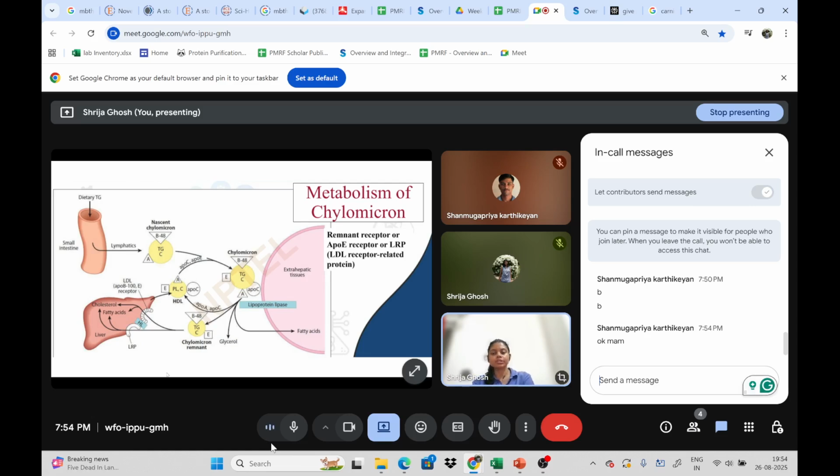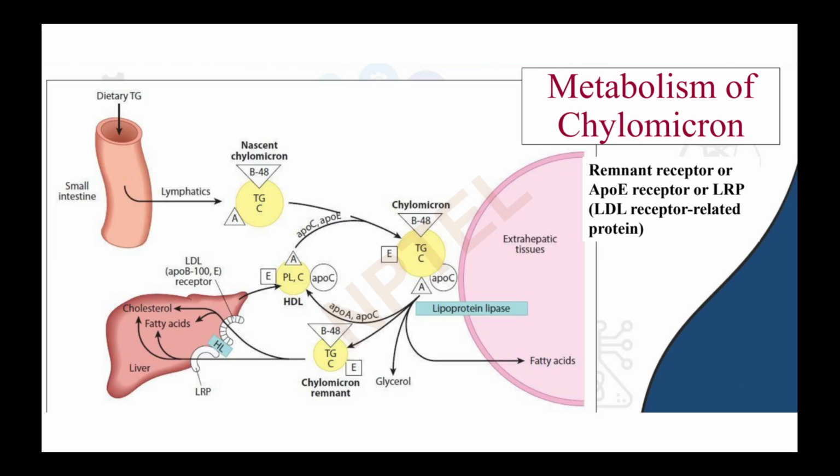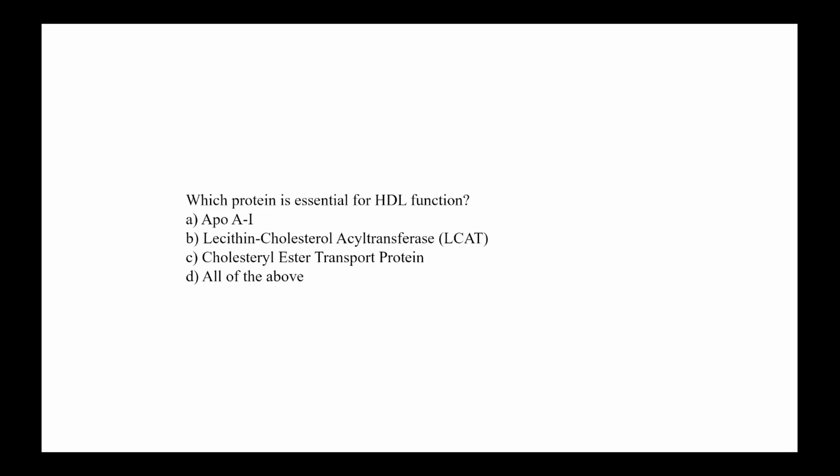So ApoE is the apoprotein that binds to the LRP receptor, and chylomicron remnant is taken up by liver. Okay, moving to the next question.